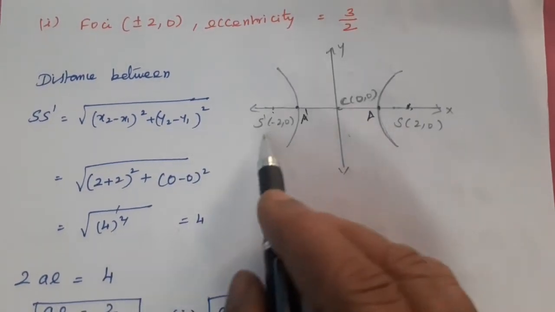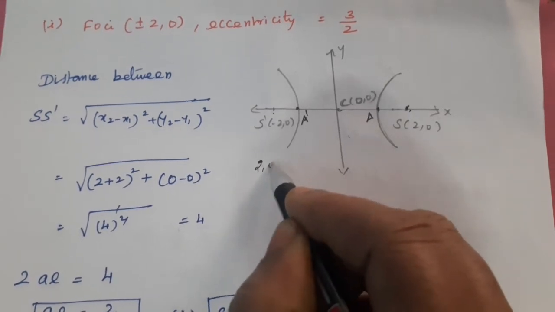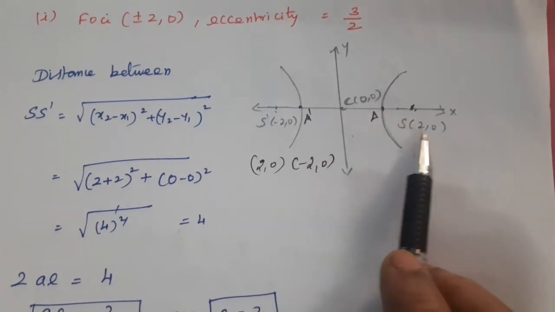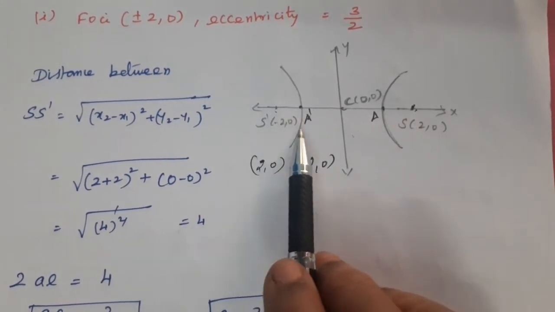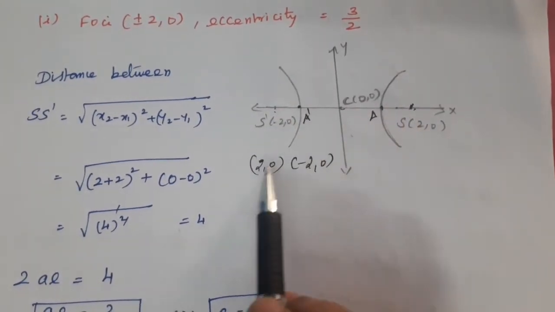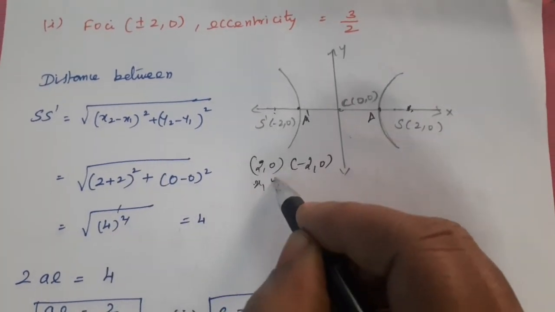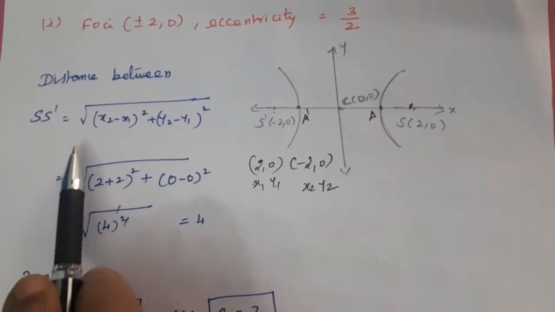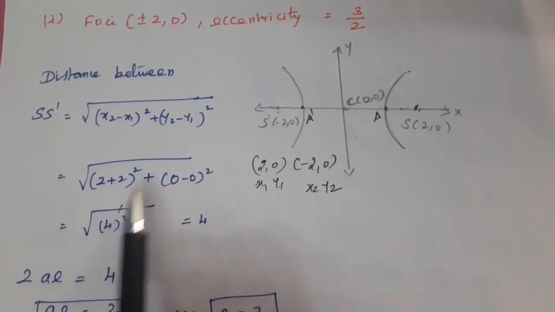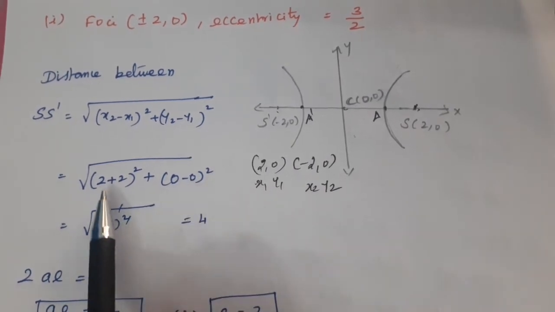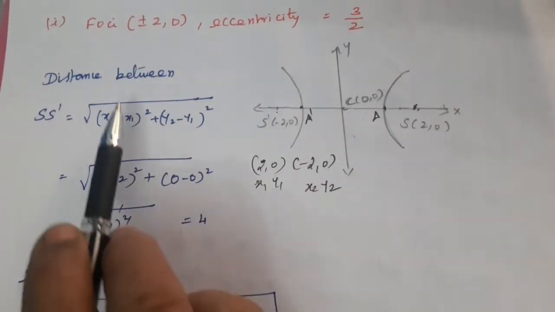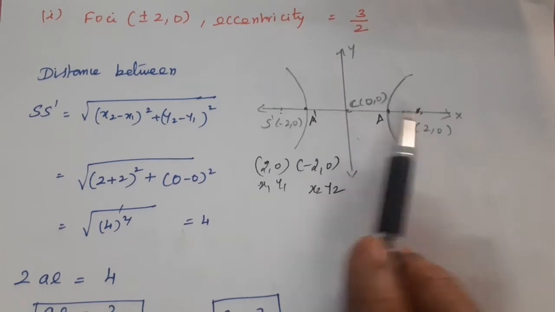Now take the two points: the focus of S is 2 comma 0, and the focus of S dash is minus 2 comma 0. We are going to find the distance between S and S dash, so apply the distance formula with x1, y1 and x2, y2. x2 minus x1, that is 2 minus minus 2, which is 2 plus 2, whole square, plus y2 minus y1, 0 minus 0, whole square. 2 plus 2 is 4, square root of 4 squared, so we get 4.